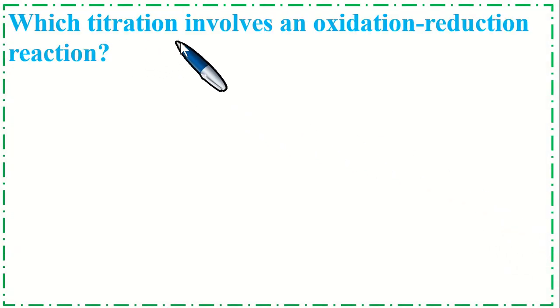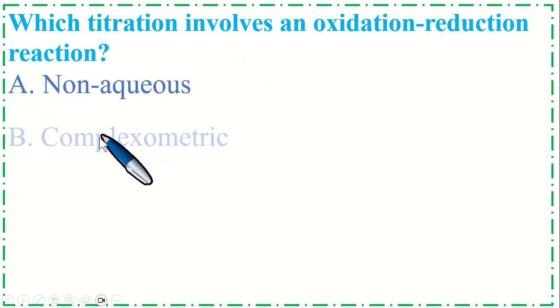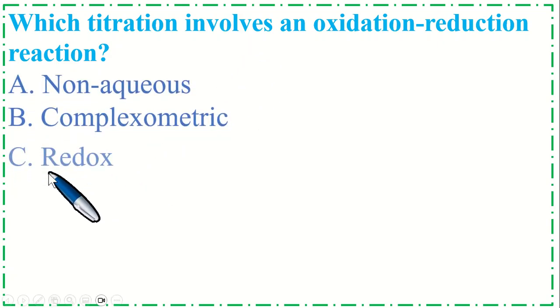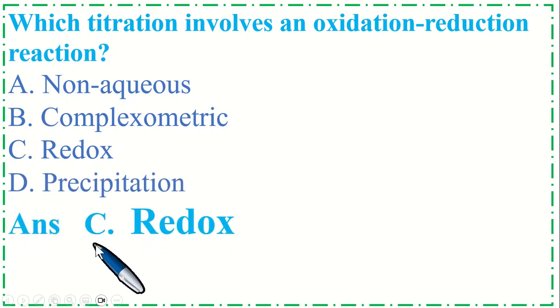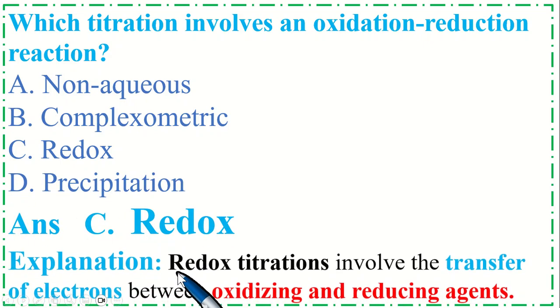Which titration involves an oxidation reduction reaction? Option A, non-aqueous; B, complexometric; C, redox; and option D, precipitation. So the correct option is C, redox. The redox titrations involve the transfer of electrons between oxidizing and reducing agents.